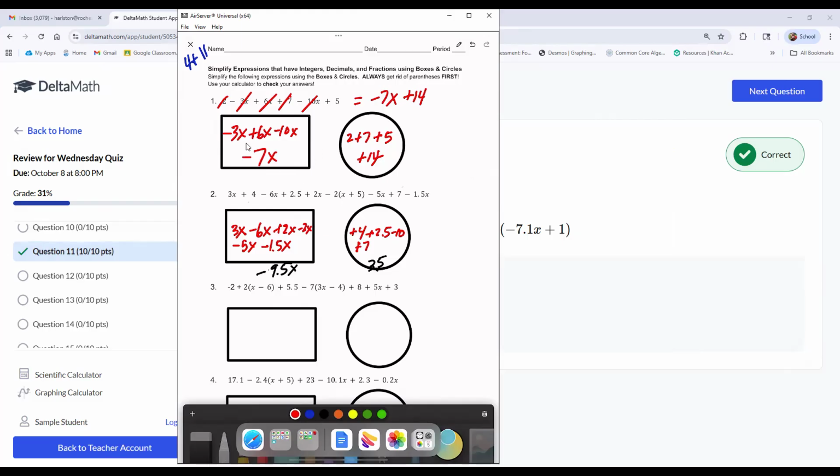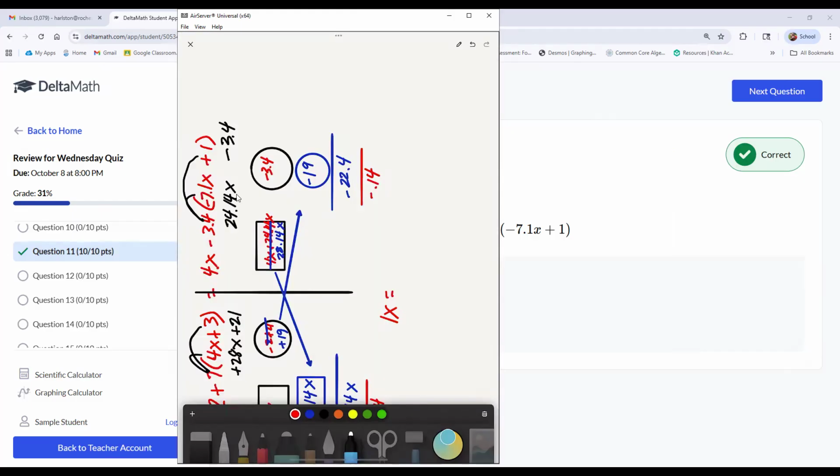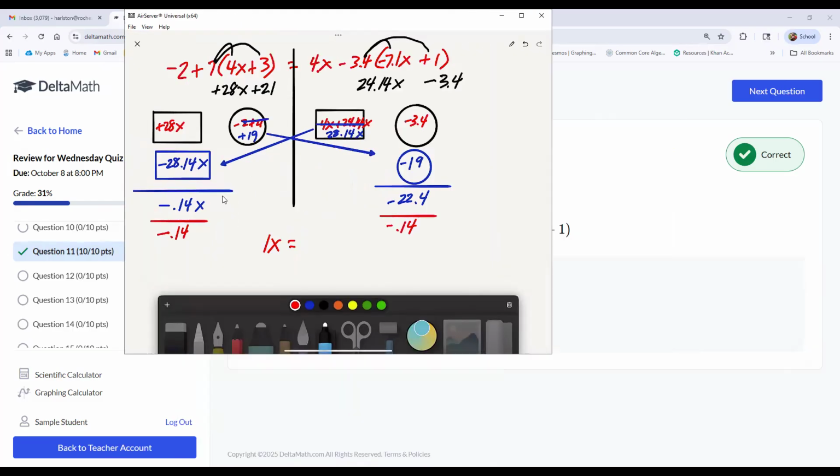Okay, so that's it. Box everything up, circle everything up, total it. This is the simplified form of this expression. And you do that if you have an equation. You do that for both sides of the equation, like I did here. Everything in a box or circled on the left, everything in a box or circled on the right, total everything up, and then boxes go with boxes, circles go with circles.